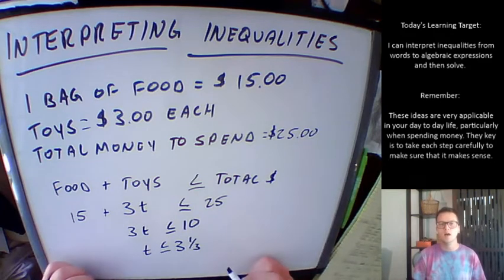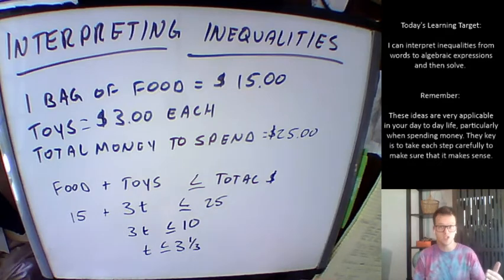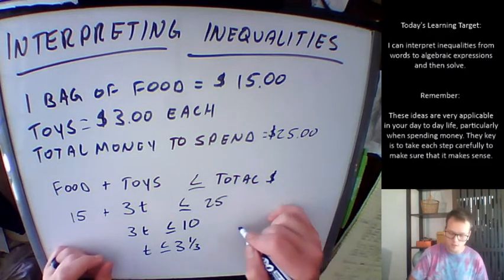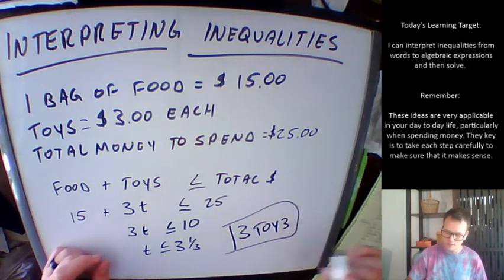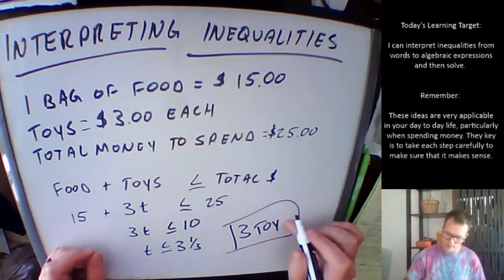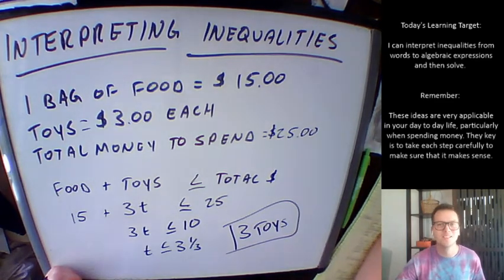That's fine. So what the question's asking here is how many toys can we buy in addition to that bag of food for $25? Well, our solution here then is we can buy 3 toys. Why did I put a 3 there instead of an S? There we go, 3 toys.